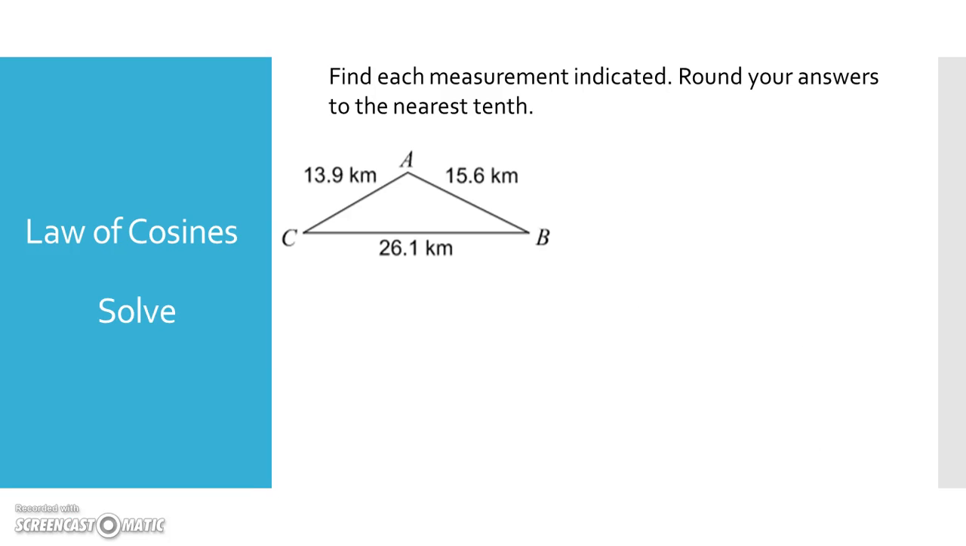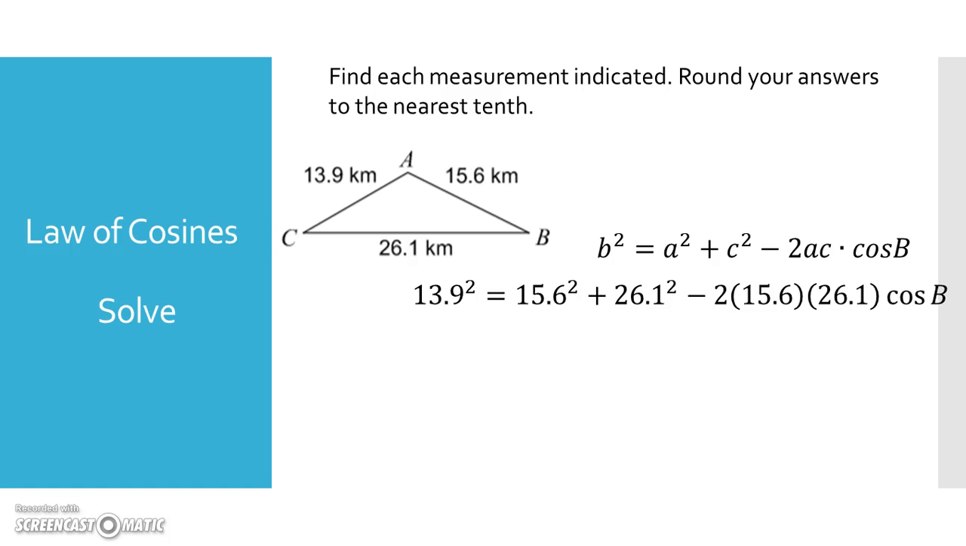The last type is to solve, meaning find everything here. So the first thing we're going to do is solve for one of our angles, just like the last example. So we're going to solve for B first, just because we used that formula last. We're going to fill in all of our information. B is 13.9, lowercase a is 15.6, lowercase c is 26.1, and then capital B we don't know.